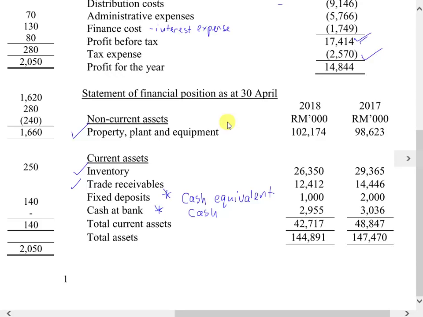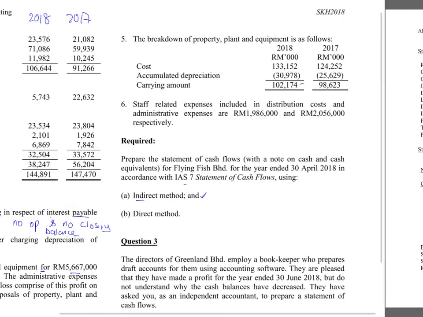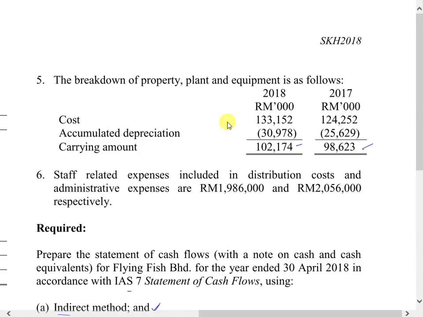Our SFP balance is net book value, unless they show us cost and accumulated separately, then net book value. So this is net book value. Look at note 5. 96, 98, and 102. Oh, now they gave us the cost and accumulated. Cost last year 124, this year 133. The accumulated 25, 30. No worry, put in opening, closing first for our working.